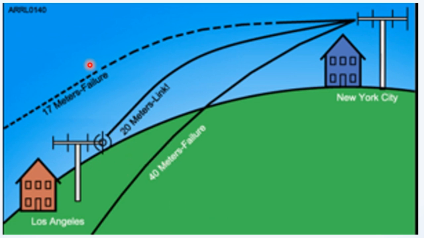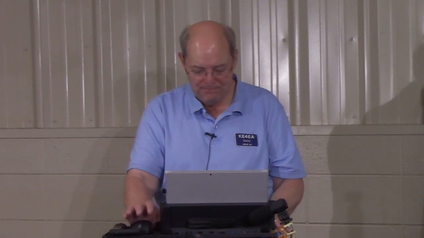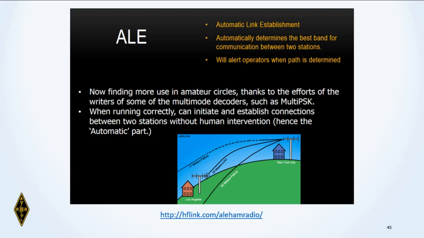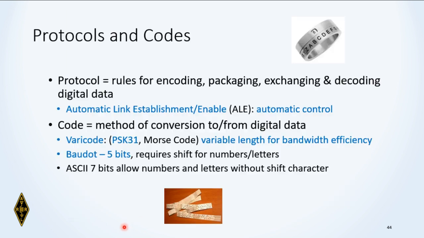So what ALE does is it tests these paths, and it finds one that works. When it finds one that works, it'll say, okay, you can talk on this path. So that's the basic concept behind automatic link establishment. That's pretty cool stuff. Now, I put in a web link here that you'll get in the presentation. You can go out and learn a lot more about this, but that's the basics. But I wanted to explain that because there is a pool question, and now you know what they're talking about.